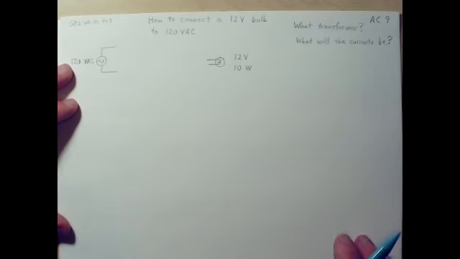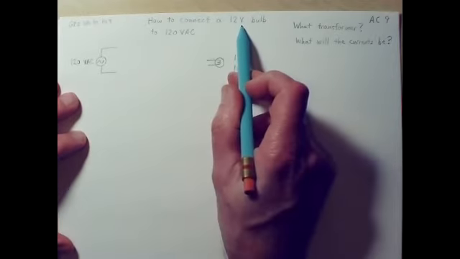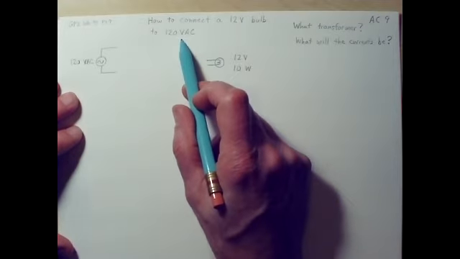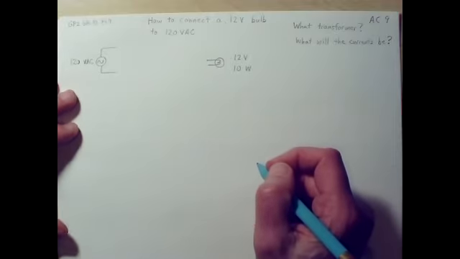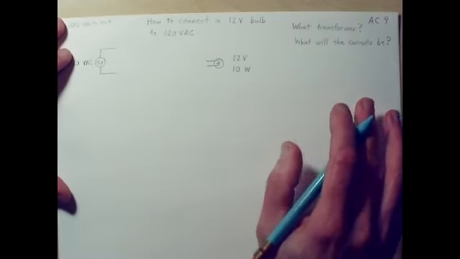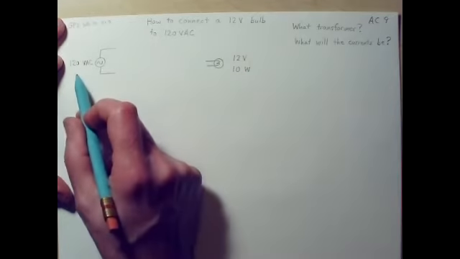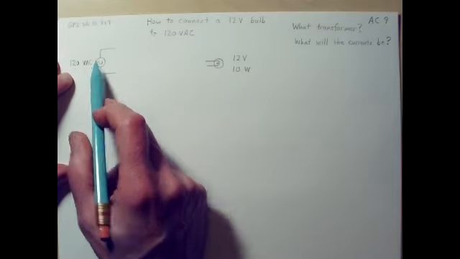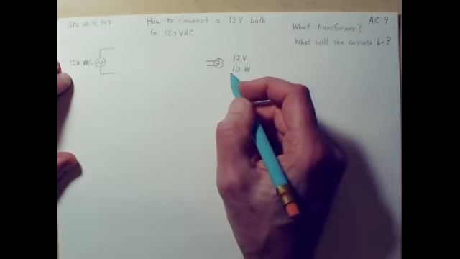What I'd like to do is talk about how to use a transformer so that we can connect a 12-volt bulb to 120 volts AC. How can we do that? So say we've got a 12-volt bulb that's meant to be plugged into maybe your car, to use the 12 volts in your car, and now we'd like to be able to hook that up to household current that's 120 volts AC. That 12-volt bulb is probably intended for 12 volts DC.